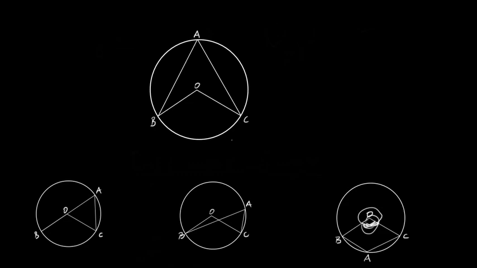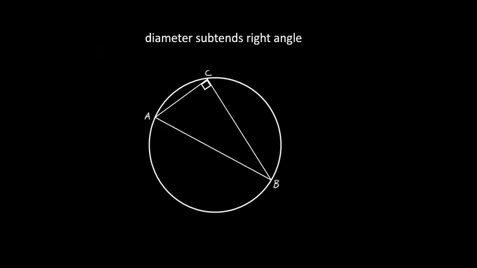Moving on to the next theorem, the angle subtended by the diameter, or diameter subtends a right angle. A right angle is 90 degrees, remember. I would like to first point out the conditions for this theorem to exist. Firstly, you need to have a diameter, and the diameter has to subtend an angle not just anywhere but on the circumference of the circle. So for example, let's say you have this angle over here.